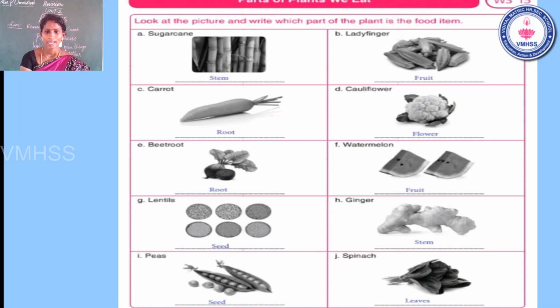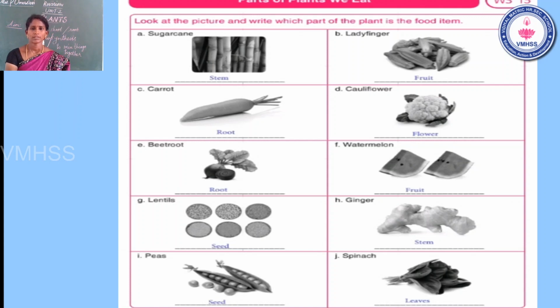Question number G, lentils, seed part. Then question number H, ginger, stem part. Very good. Ginger is a stem storage food. Don't forget that. Then peas. Peas is a seed. Which part of the plant do we eat? Seed part. Then last one, spinach. What is the answer? Which part of the plant do we eat? Very good, leaves part.